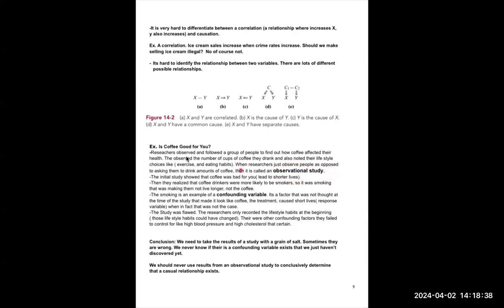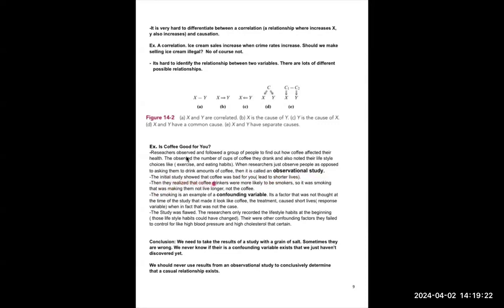When researchers just observe people, as opposed to asking them to drink a certain amount of coffee or manipulating how much exercise they have, then it's called an observational study. The initial study showed that coffee was bad for you, leading to a shorter life. When they observed people's health at the end of the study, they found these people were not as healthy. They followed these people for quite a while, maybe 12 years or so. But this is not the end of the story.